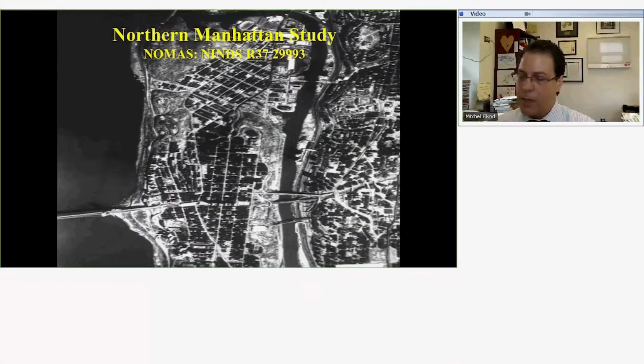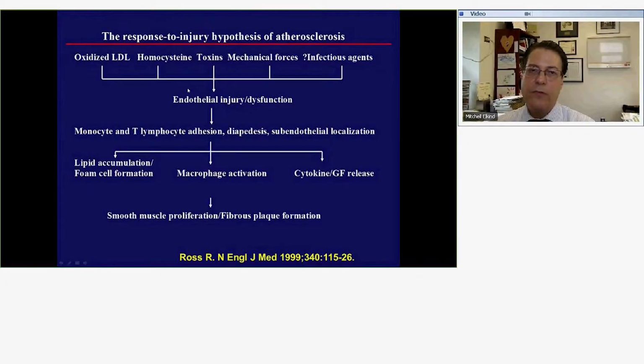And as you can see, there are a number of different things that may act on the endothelium. Oxidized LDL or hyperlipidemia, probably the best known of these, but there are several others as well, including potentially infectious agents.